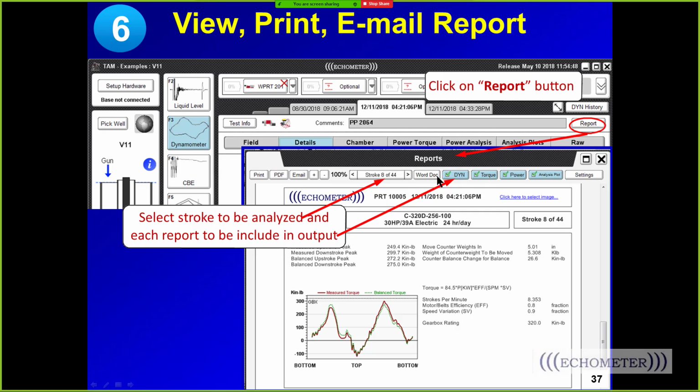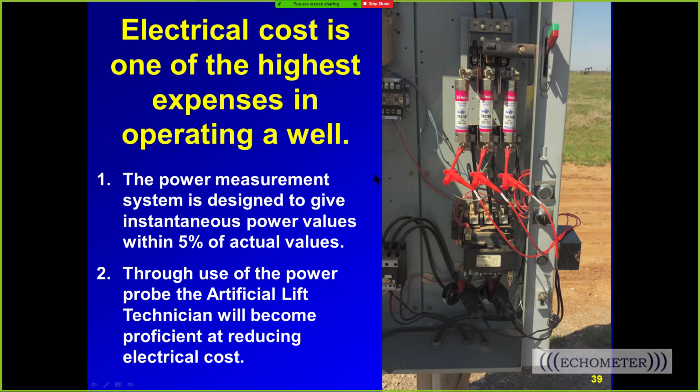There's a Word report that goes to Microsoft Word, where you can type in a recommendation summary and insert some graphs. There's a dynamometer graph, the torque report, the power report, and then however you left the analysis plot for this stroke number 8. This is a report for stroke number 8. If you selected the analysis plot to show a certain thing, then that's what will print out when you print this report. You can select an image for your company or your business card. Can be displayed right here. Over this side would be Echometer, and down at the bottom is our contact information.